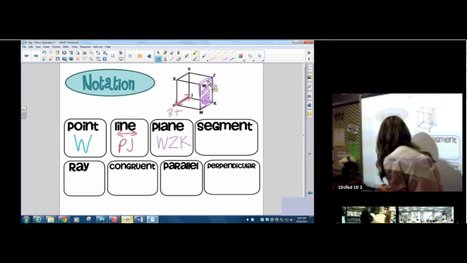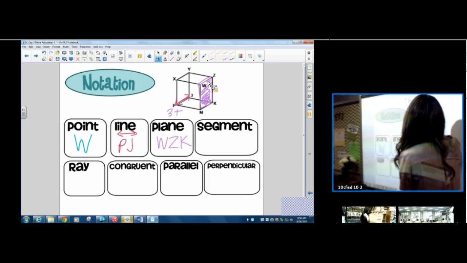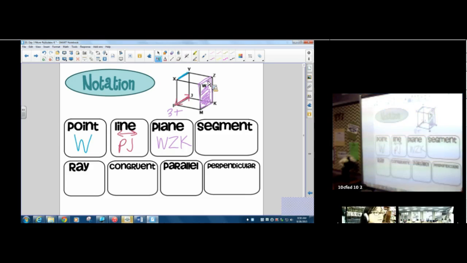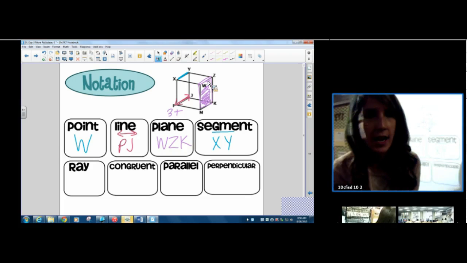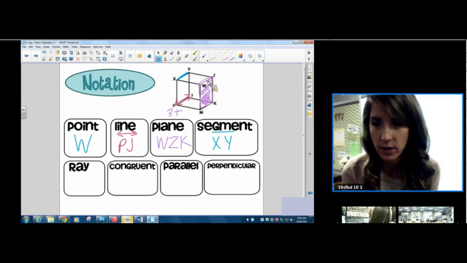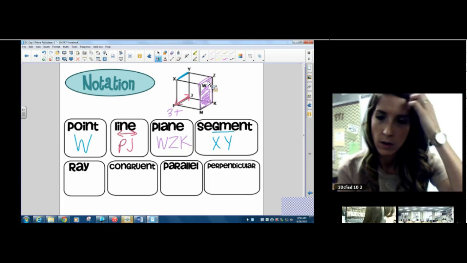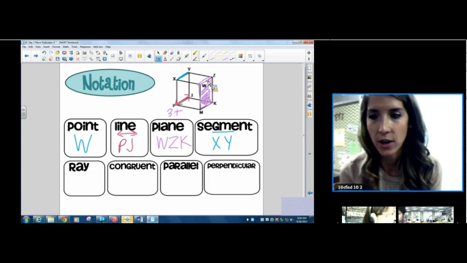Okay, I want you to name this segment. So we would name it like this. The only difference between a segment and a line is whether you have arrows or don't have arrows. Remember, the order does not matter. Okay?